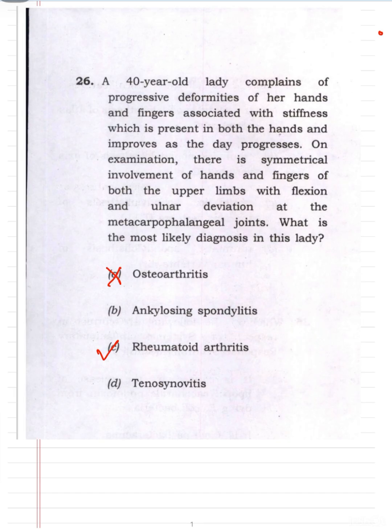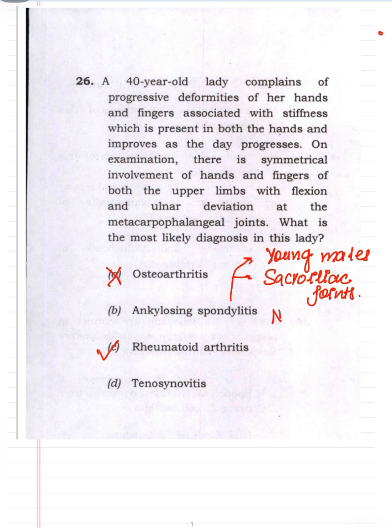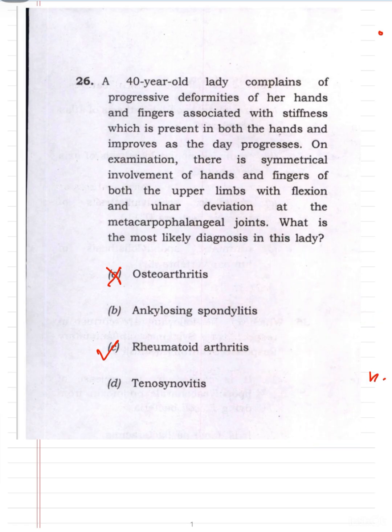Coming to ankylosing spondylitis, it typically occurs in young males. And in this, the joint which is involved first is sacroiliac joints. And there is no symmetrical metacarpophalangeal arthritis, but it will present with generally back pain. The male will present with the back pain. So that's why the second option is also wrong.